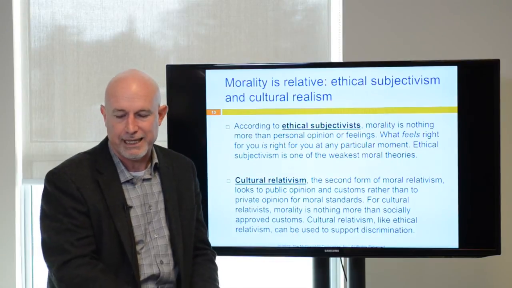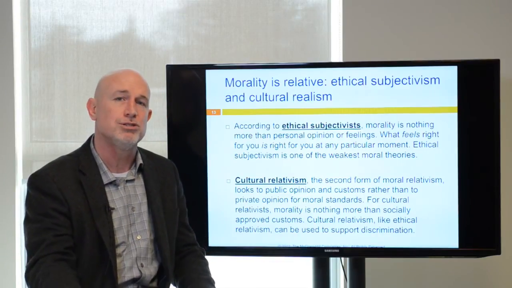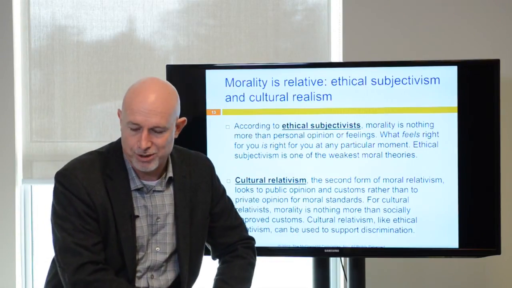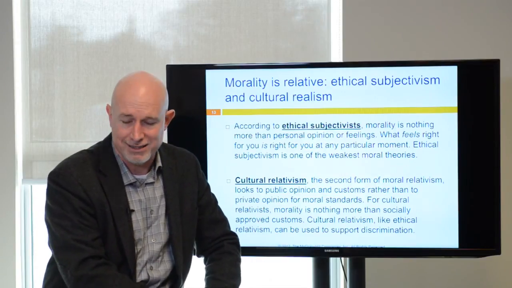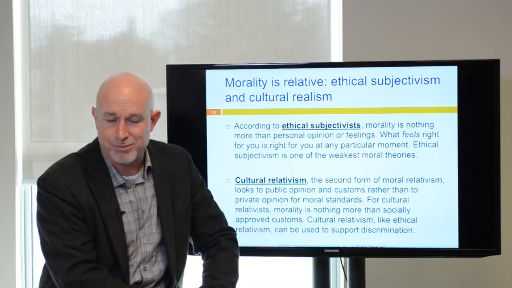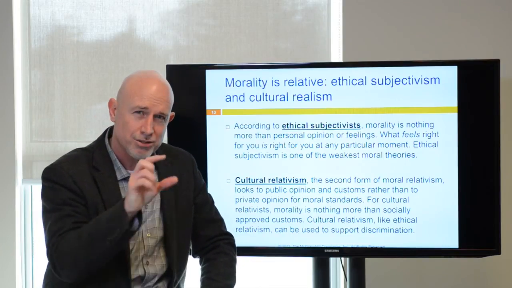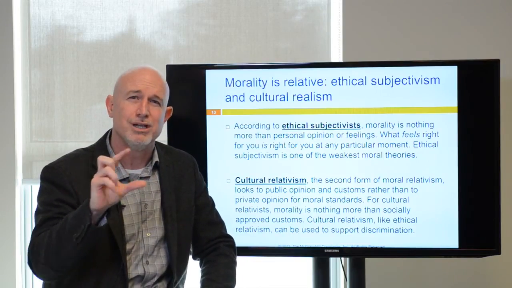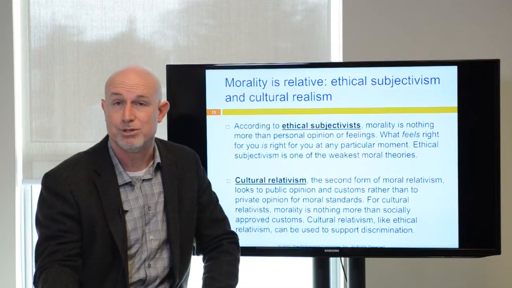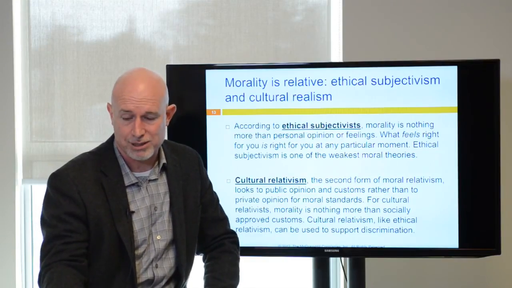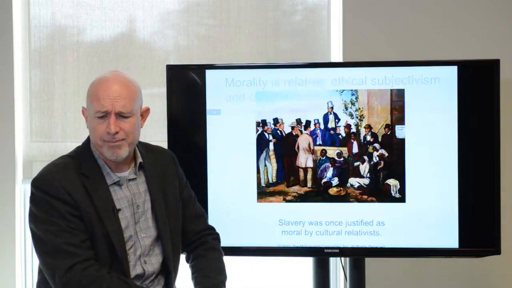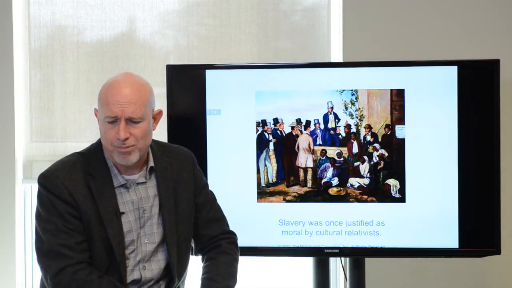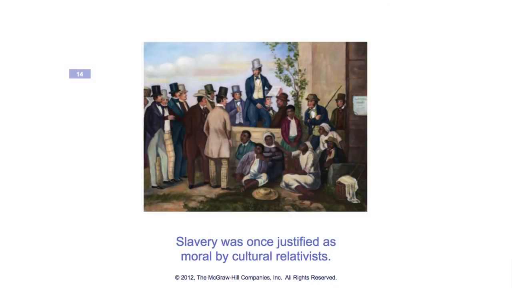Cultural relativism, like ethical relativism, can be used to support discrimination. We saw this in the South, in slavery. We saw this, as I say, in Africa with apartheid. It was cultural relativism, where cultural mores were used to justify something that was truly morally wrong, the slavery of other human beings. Moral universalists maintain that there are universal moral principles, and this falls into four categories.